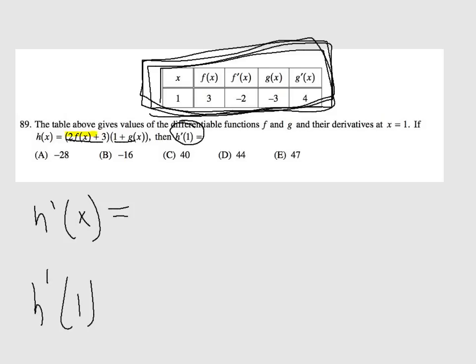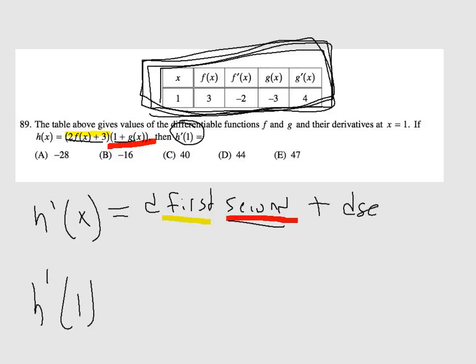Okay, so what that's going to be, and I'm going to color code this. Let's see. I'm going to have this be the derivative of this. So the derivative of the first, which is the yellow part, times the second, plus the derivative of the second times the first.